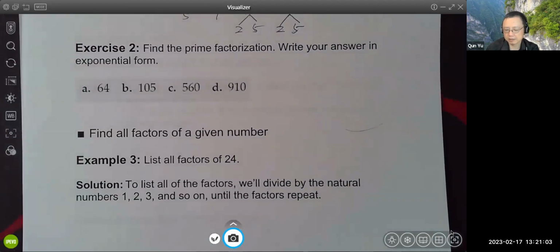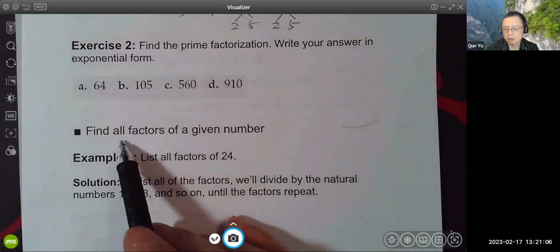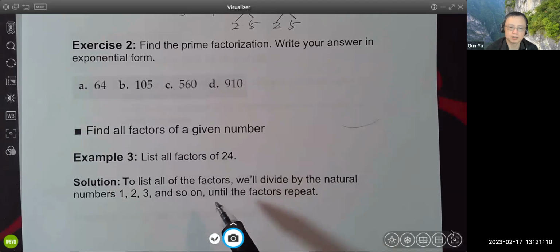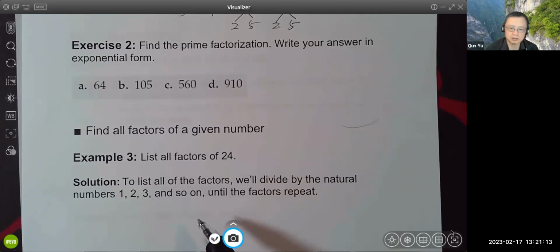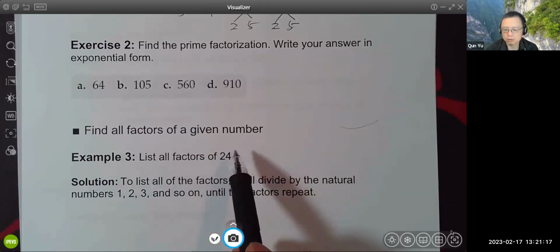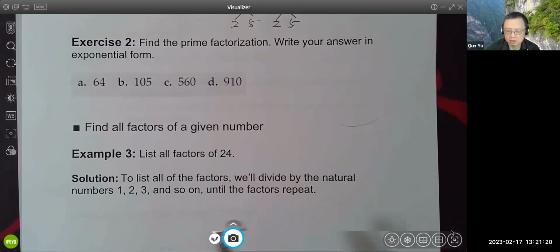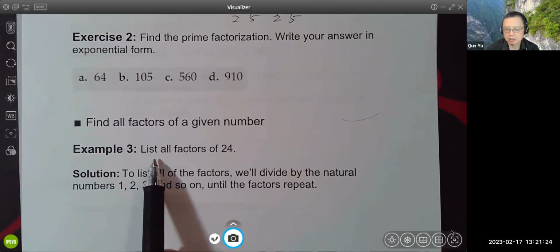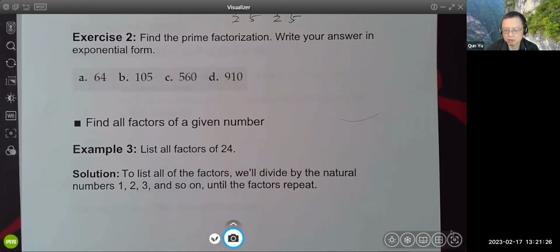Now, next topic, how to find all factors of a given number, not just the prime factors, all of those factors. Factors are also divisors. So basically, we want to find out what numbers can divide into a given number. Now, the example we have here is that we want to list all of the factors of 24. How do we do that? We divide by the natural numbers 1, 2, 3, 4, and so on, until the factors repeat themselves.